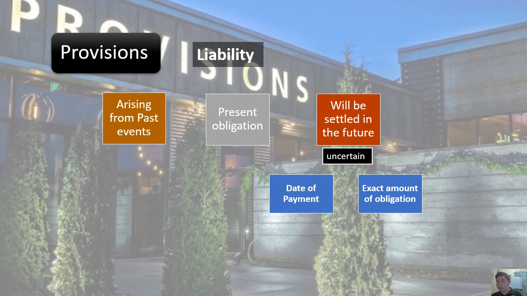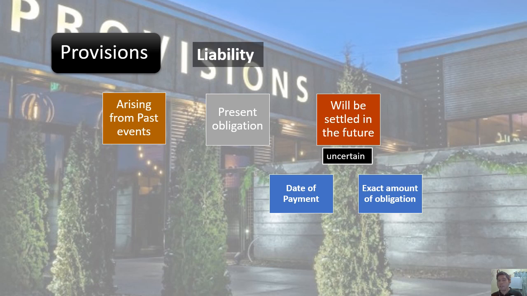So in liability, we have accrued expense and we also have provision. If the three requirements above were met by the transaction, which is arising from past event, and there is a present obligation and it will be settled in the future, and we are certain as to the date of payment and the exact amount of obligation, then that transaction is considered as accrued expense.